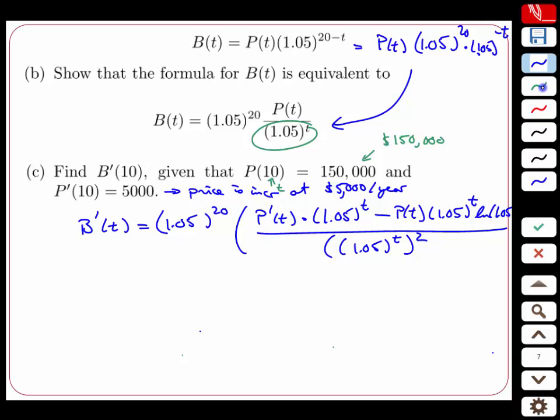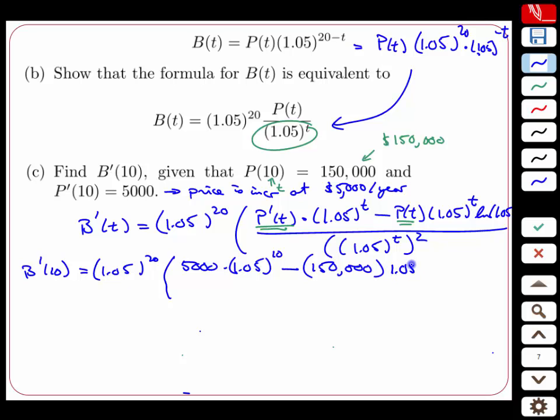How does that help us? Well, it helps us fill in some of the blanks. There's our derivative, there's our value, and everything else is pretty much stuff that we know. So we can start filling in the blanks to get b prime at time 10. b prime of 10 will equal 1.05 to the power 20 times the p prime, so how much more do we get per year after a sale, times 1.05, and we're going to use t equals 10, minus how much if we sell it for now, 150,000, p of t, 1.05 to the power 10, times the ln of 1.05, all of that over 1.05 to the t all squared, which is the same as 2t, or 20 when we're using t equals 10.